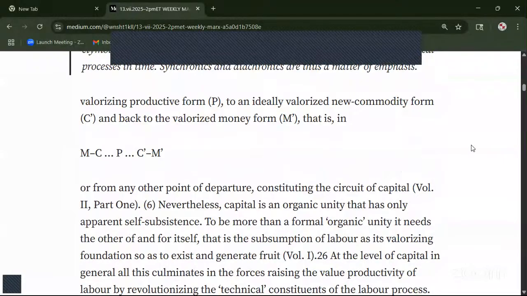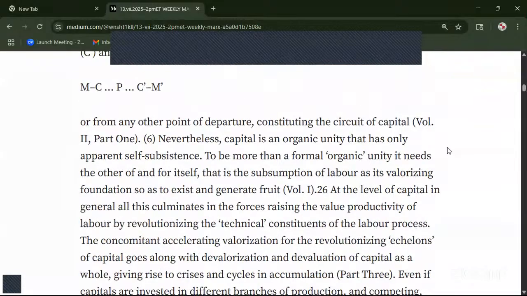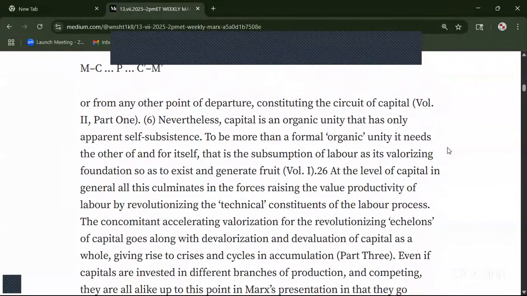6. Nevertheless, capital is an organic unity that has only apparent self-subsistence. To be more than a formal organic unity, it needs the other of and for itself, that is, the subsumption of labor as its valorizing foundation, so as to exist and generate fruit, Volume 1. At the level of capital in general, all this culminates in the forces raising the value productivity of labor by revolutionizing the technical constituents of the labor process.